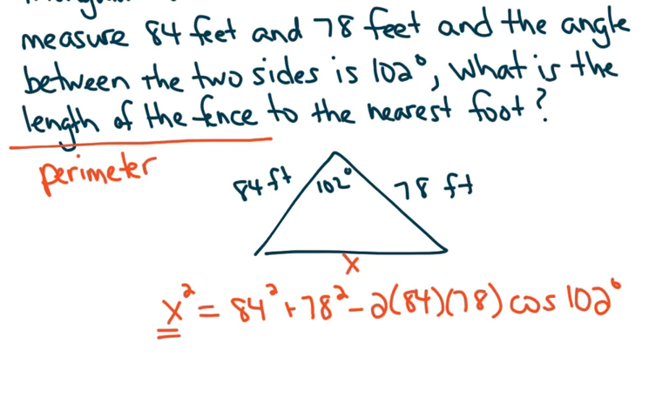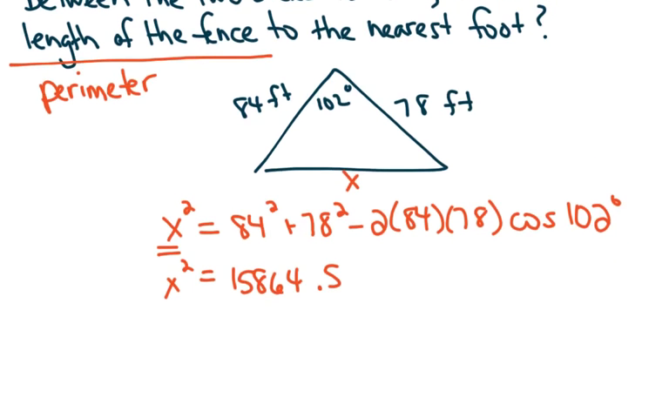Also remember to make sure that your calculator is in degree mode and not in radian mode, because then you'll get some very off answers. Now, the reason you remember to square root it at the end is because if you forget to square root it, you're going to find out that x squared is about 15,864.5. Well, that really doesn't make sense since the other two sides are 84 and 78. So you need something that's a little more consistent with those two sides. So when you square root it, you're going to find out that the third side's about 126. It's 125.95, so I made it 126.